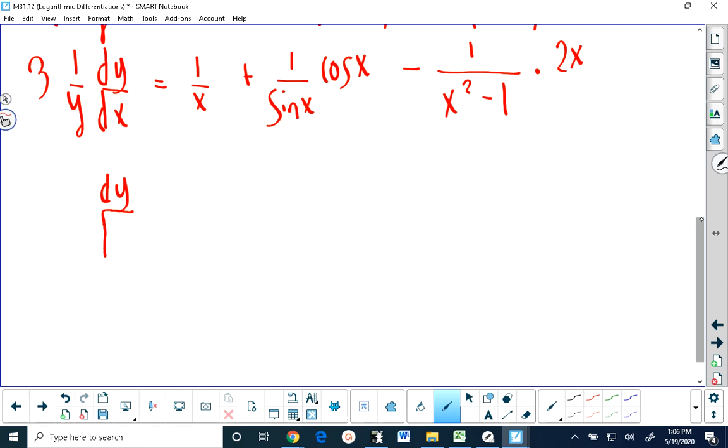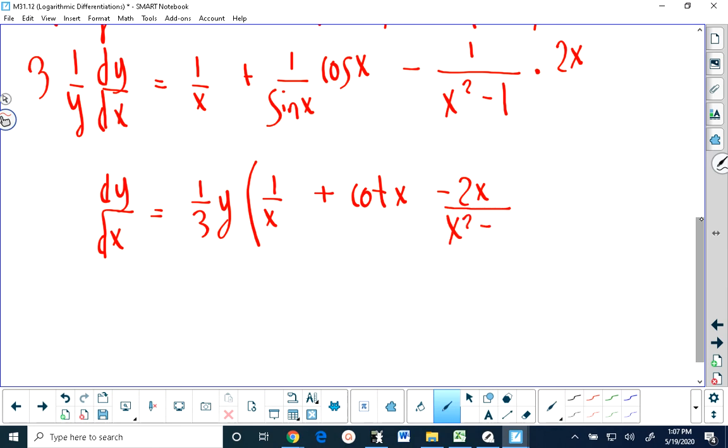dy dx is equal to 1/3 y. So now I'm bringing that 3 back to the other side where it becomes a third. I'm also multiplying by y, and then times 1 over x, and then plus, well, cosine over sine is cotangent. Let's just write cotangent. And then minus 2x over x squared minus 1.